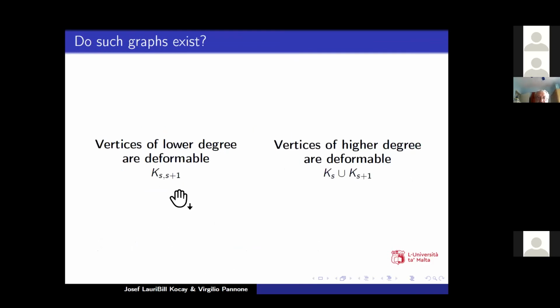Do such graphs exist? Yes. For example, consider the complete bipartite graph K_{S,S+1}. These vertices have degree S, and these vertices have degree S plus 1. Any vertex here is deformable. You remove its neighbors in these vertices, and you join it with the neighbors which are right now in its bipartition. This S becomes 1 over here, and we still get K_{S+1,S}.